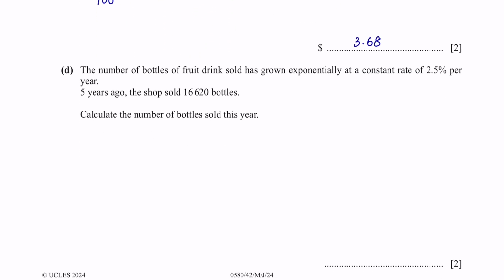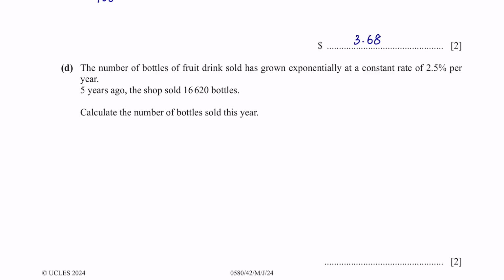Next, question D. The number of bottles of fruit drink sold has grown exponentially at a constant rate of 2.5% per year. 5 years ago, the shop sold 16,620 bottles. Calculate the number of bottles sold this year.